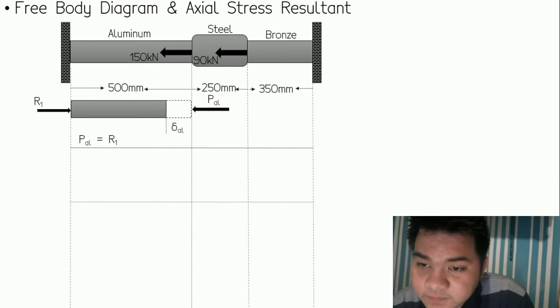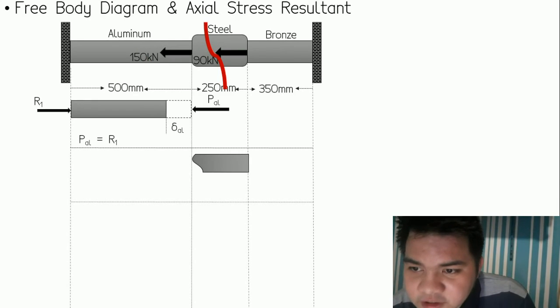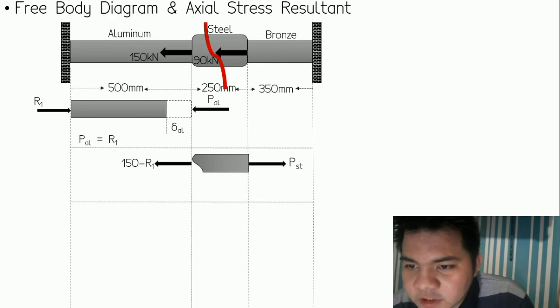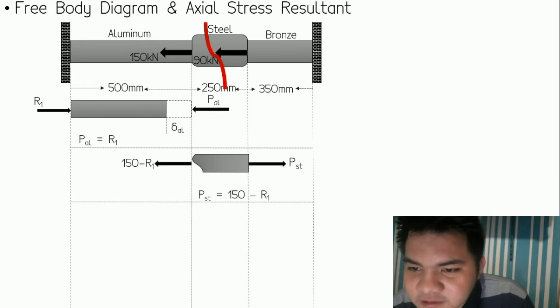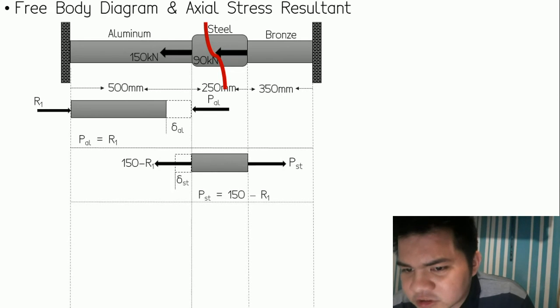Now, for the steel, if I cut this section, there will be a 150 kN force and R1 on this side. To make this in equilibrium, we put the inner force of steel here. So, the inner force acting on steel is 150 kN minus R1, a tensile force. So, it will experience elongation and it elongates by this much.